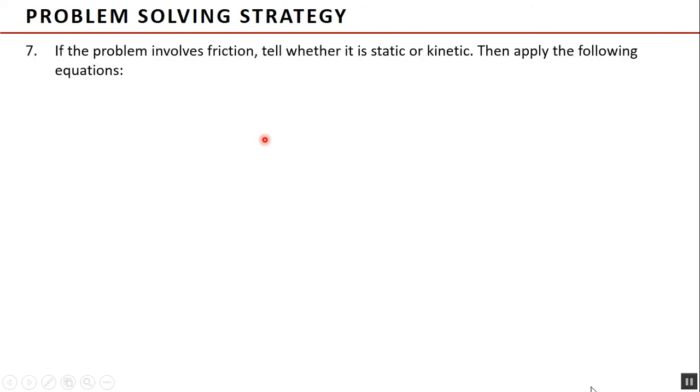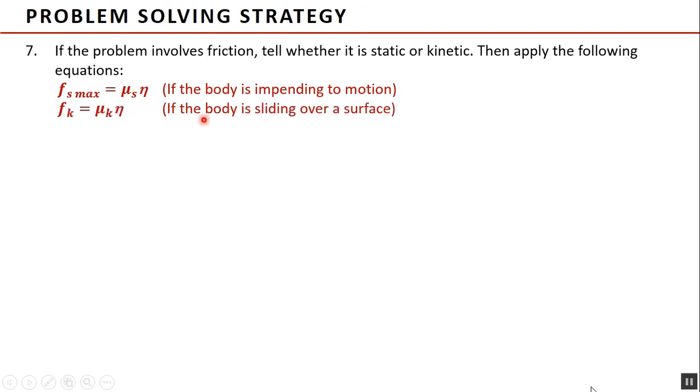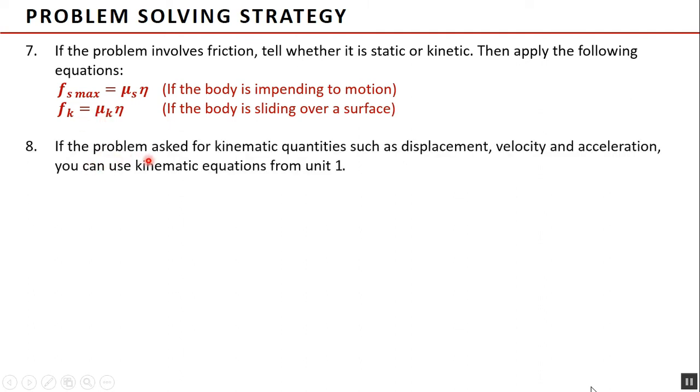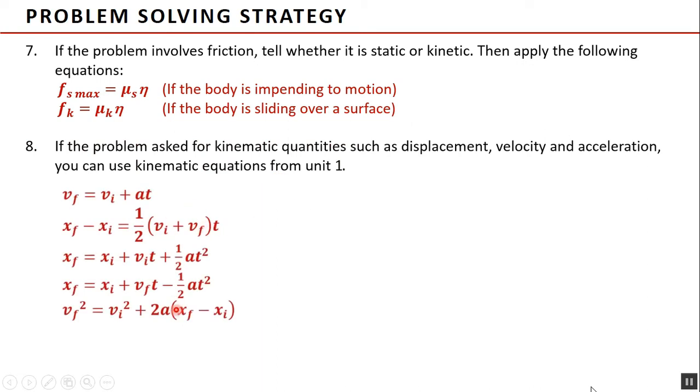Number 7. If the problem involves friction, tell whether it is static or kinetic. Then apply the following equations. If the body is impending to motion, then use maximum static friction. If the body slides over a surface, use kinetic friction. Number 8. If the problem asks for kinematic quantities such as displacement, velocity and acceleration, you can use kinematic equations from Unit 1.